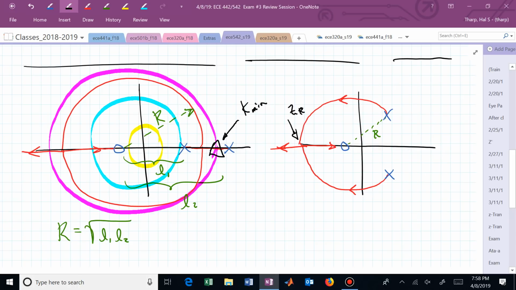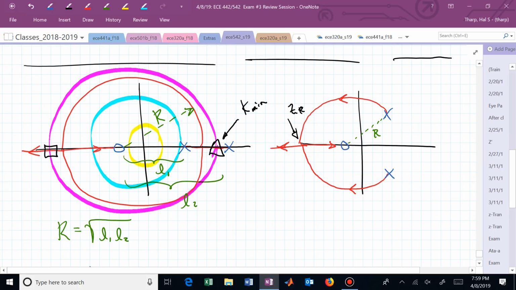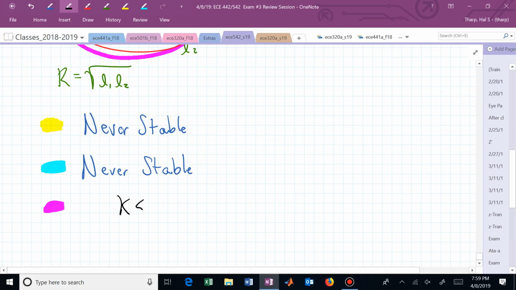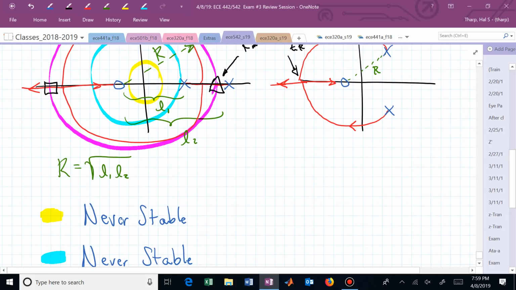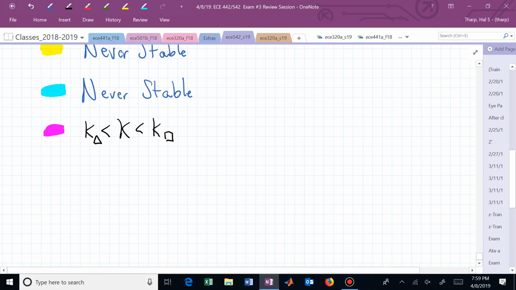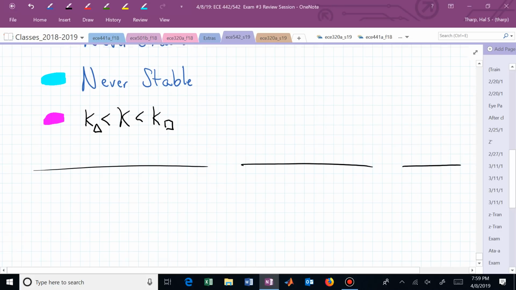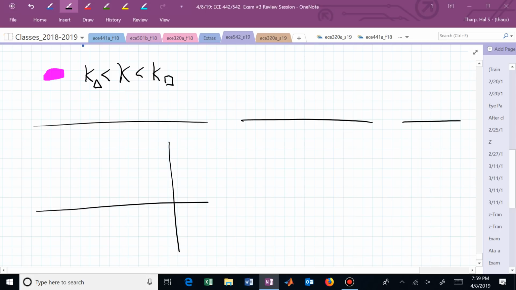Where do I no longer maintain stability with K? On the far left, eventually, once they re-enter, that one pole that goes off to minus infinity will eventually exit the unit circle, the magenta unit circle, and now I'm stable for K between K box and K triangle. Is that clear? I guess I'm going a little bit beyond exam number 3. Are there questions?